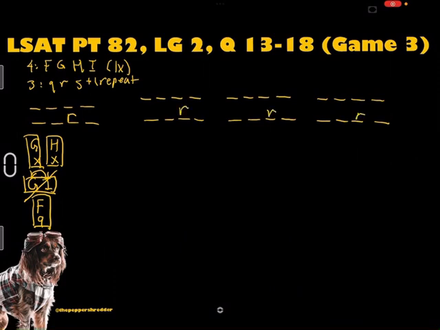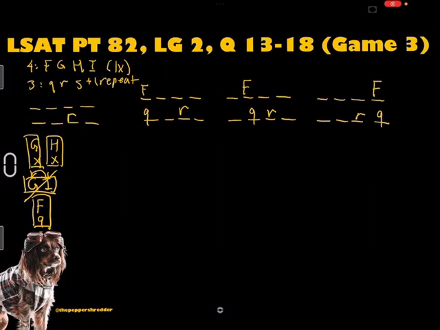So let's split the game board into different scenarios. In one scenario, we have the F and Q block appearing on the first day. In the second scenario, we can place the F and Q block on the second day. In the third scenario, we can place the F and Q block on the 4th day. The F and Q block cannot be placed on the 3rd day because it would violate the rule that R must appear on the 3rd day.